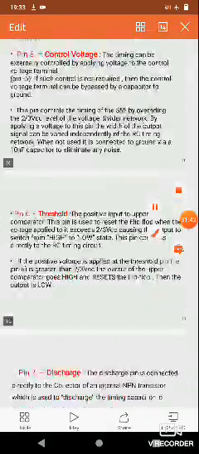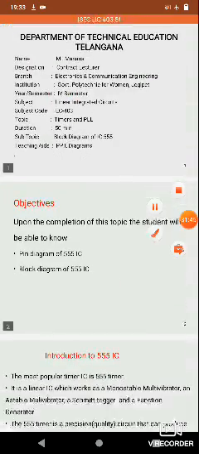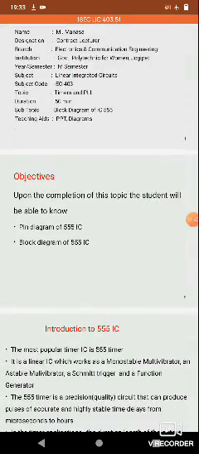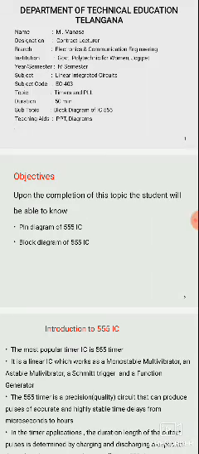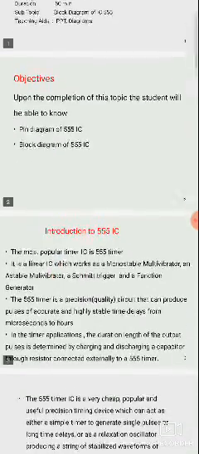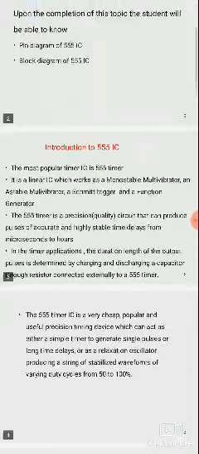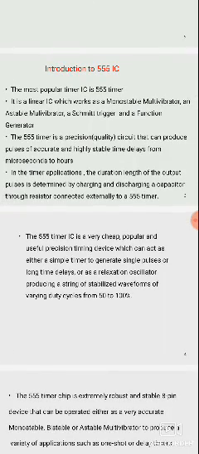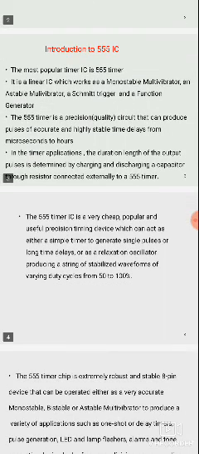Today we discussed the first topic, the introduction of the 555 IC. The 555 IC works as a timer, and it provides highly stable delays from microseconds to hours.